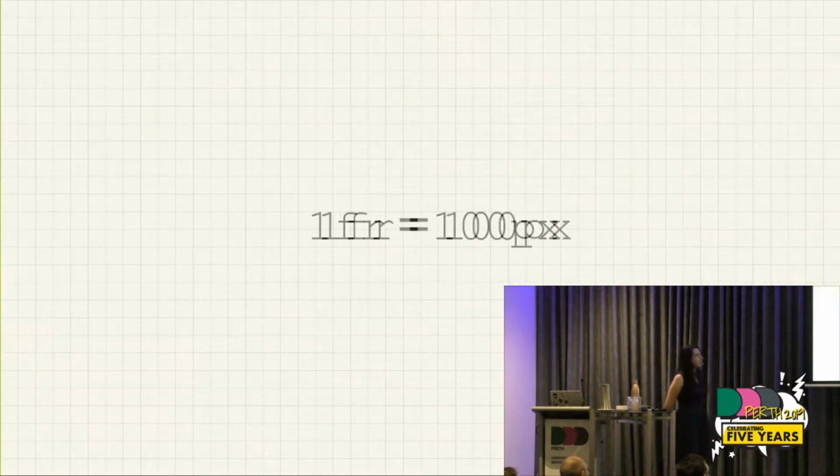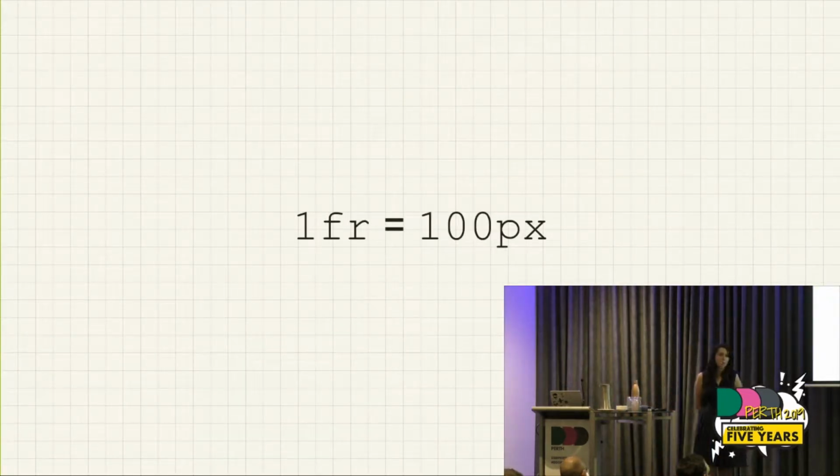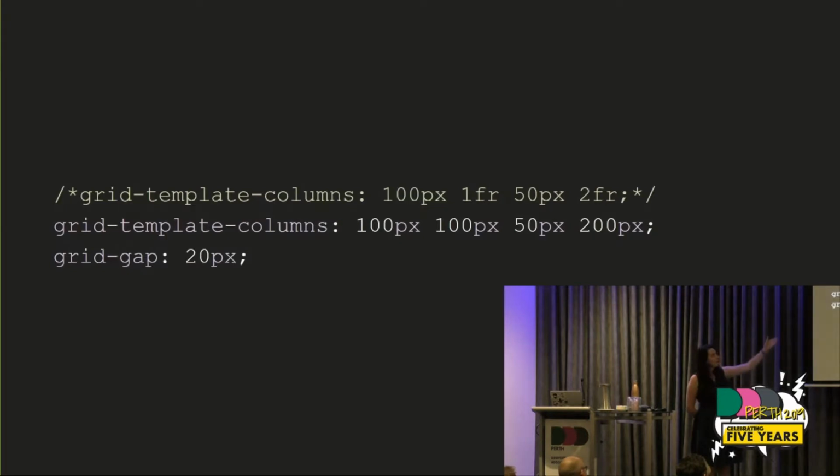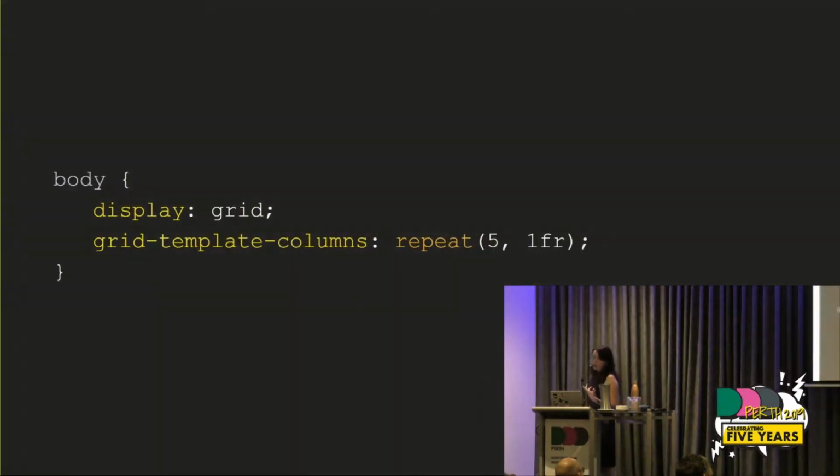In this case, 1 FR is equal to 100 pixels. So that grid would become 100 pixels, 100 pixels, 50 pixels, 200 pixels. So if I have a look at my grid again, repeat 5, 1 FR, that's saying that I want to have 5 columns, all of which should be equal width. This means that if I change the number of columns in my grid, I don't have to work out the percentage anymore. The browser's going to do it for me.